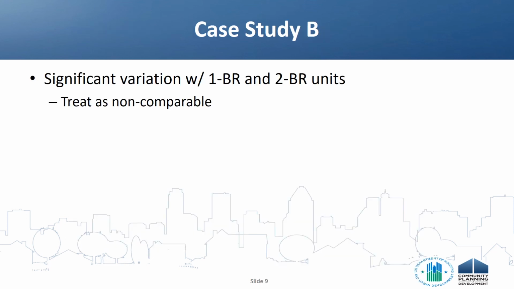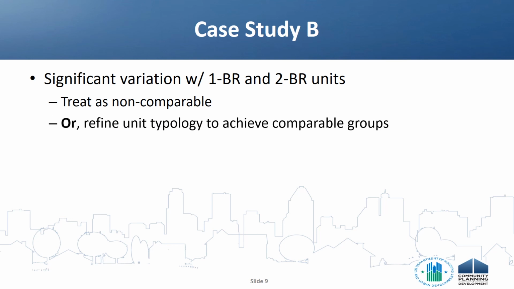So let's take another look. We've concluded there is meaningful variation within the one-bedroom and two-bedroom groupings. We have two options. First, we can treat the units as non-comparable, which will require us to use the standard method of cost allocation and designate fixed HOME units. Or we can take a closer look and see if a more subtle definition of unit types is appropriate.